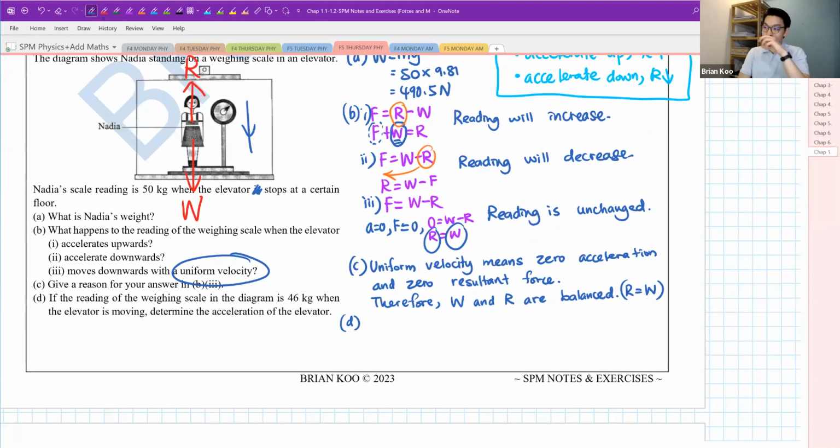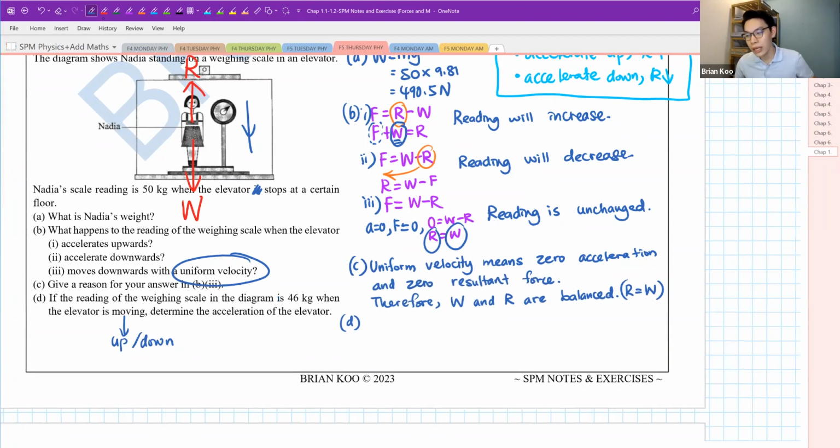Okay, part D. If the reading of the weighing scale in the diagram is 46 kg when the elevator is moving, it didn't say move up or move down. Okay, it could be up or down. They ask you to determine the acceleration of the elevator. So right now they are saying that this 46 kg will become the reading.